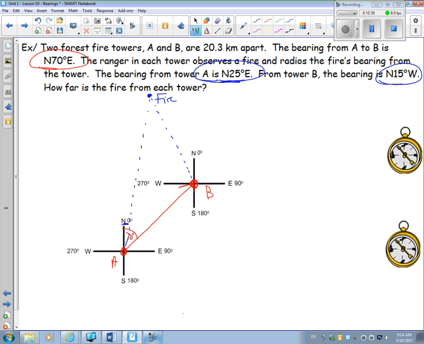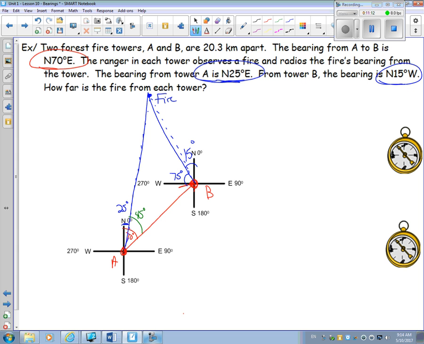It means the distance between these lines, there's 25. Well, if we knew that the red line was 70 and the blue line is 25, I hope you would agree that the difference between them has to be 45 degrees. When I did from Tower B, north 15 west, I knew this was 15. Okay, I can figure the other angle on the inside there also. This angle here, because I have to get up to 90, has to be 75.